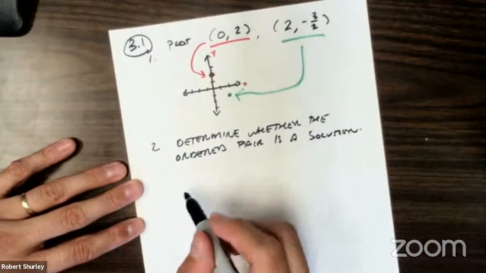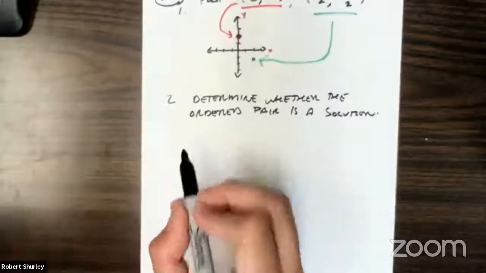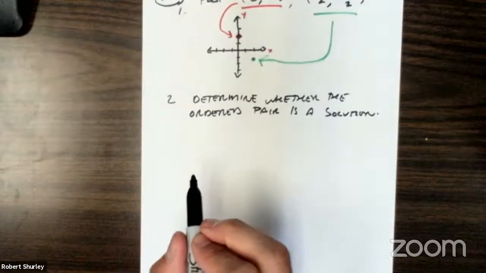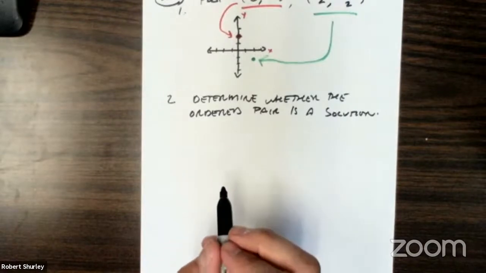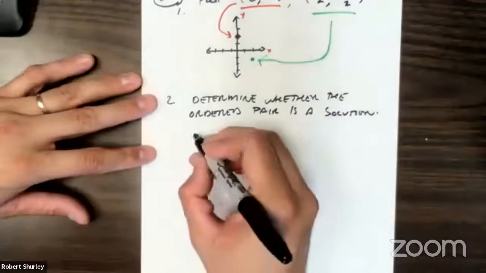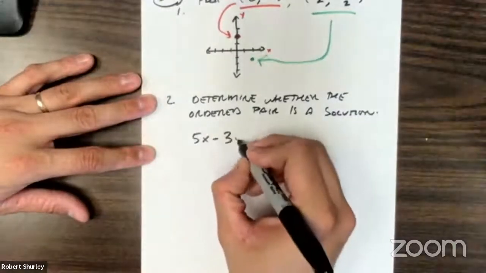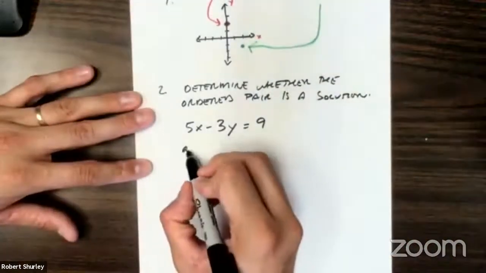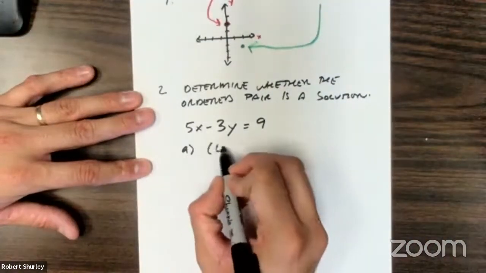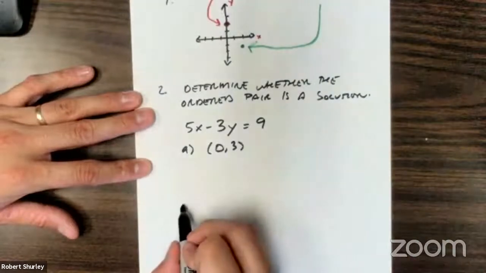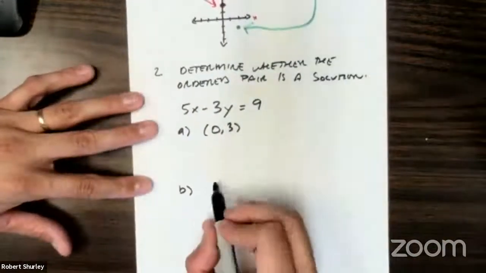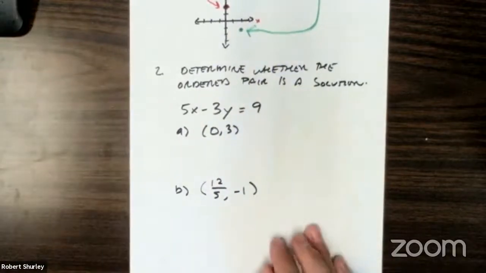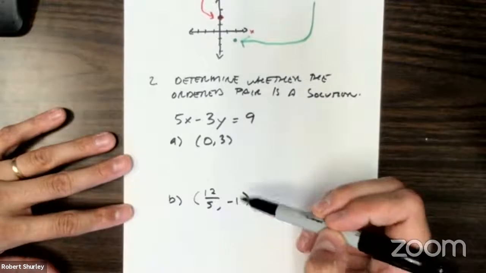So let's say I've got an equation like, actually, I'm going to steal one straight from the book. This is in 3.1. I don't have to be creative. This is like number 34 in the book. It says 5x minus 3y equals 9. And it gives us two ordered pairs. It says A, we're going to do 0, 3, and B, we're going to do 12/5, -1. That's kind of mean, but that's what it says.